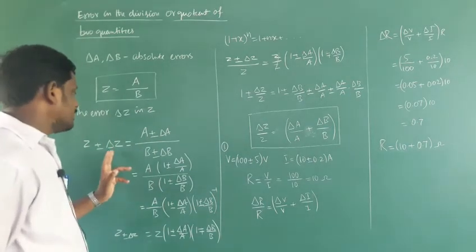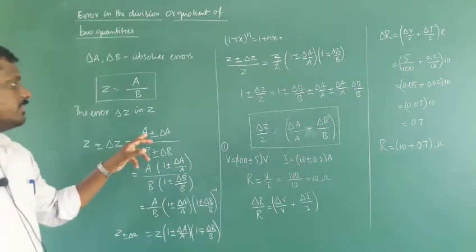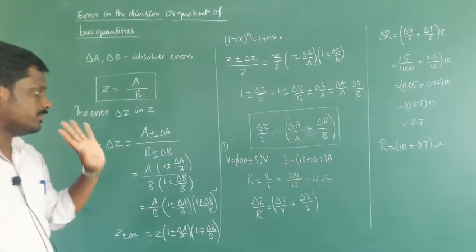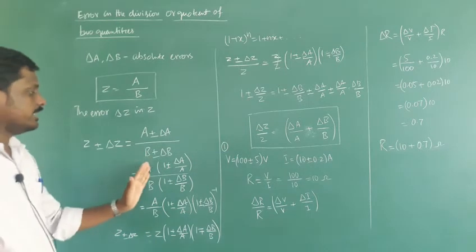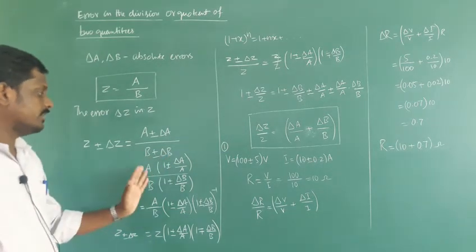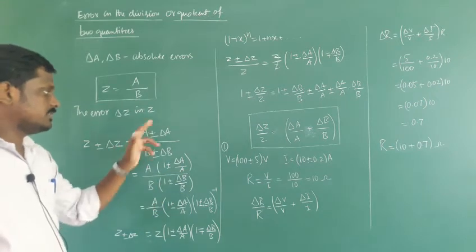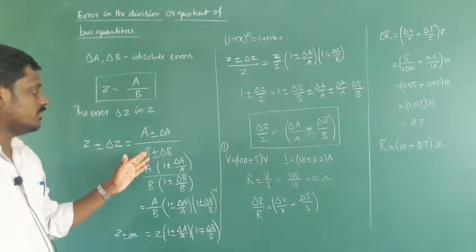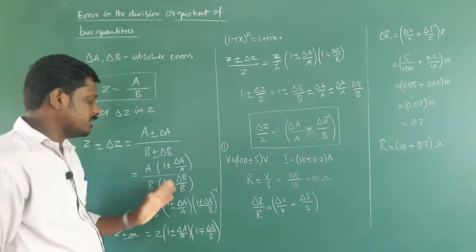So Z plus or minus delta Z is equal to A by B. A has some error, A plus or minus delta A, and B has some error, B plus or minus delta B. Taking out A, it's 1 plus or minus delta A by A. Multiply: A times delta A by A cancels, and you get the same A plus or minus delta A. Similarly, taking out B from B plus or minus delta B, we get 1 plus or minus delta B by B.